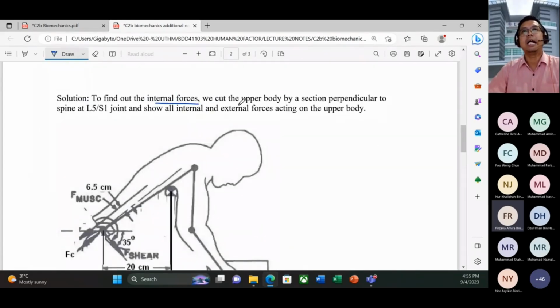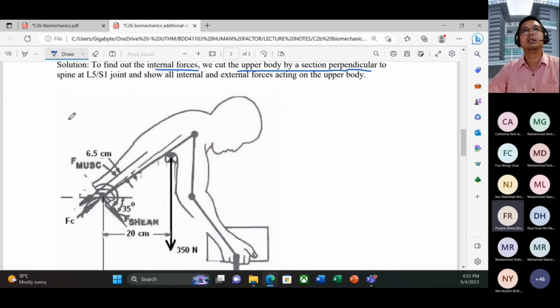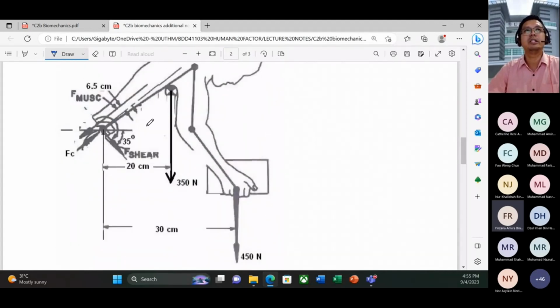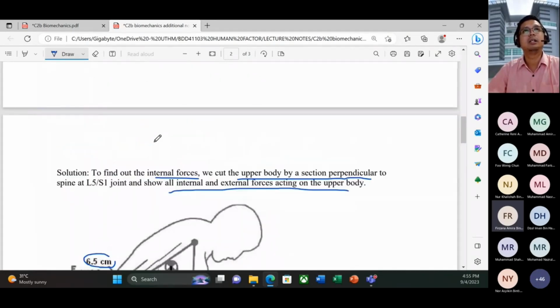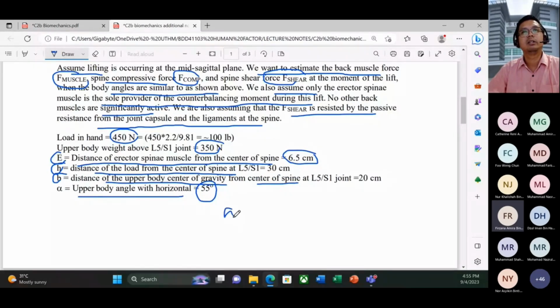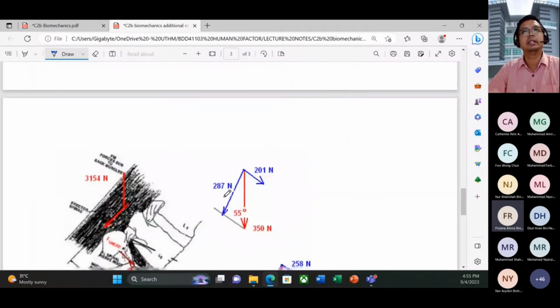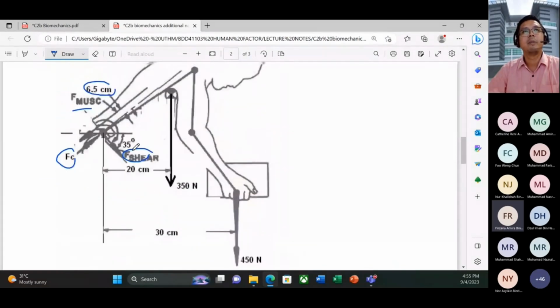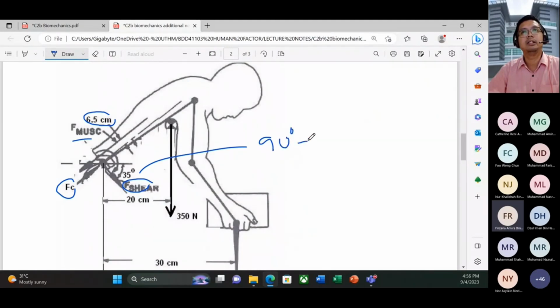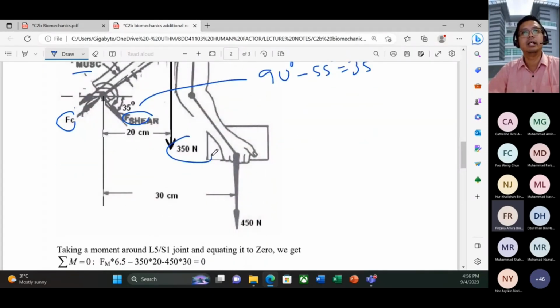Solution: to find the internal force, we cut the upper body by a section perpendicular to the spine and show all the internal and external forces acting on the upper body. So cut up here, as I mentioned earlier. This is the 6.5 cm distance, the muscle force, compression force, and shear force. This is alpha, 55 degrees, from the horizontal. Why do we get 35 here? 90 degrees minus 55 degrees, so we also have the 35 degree. Given to you are 350 Newton, 450 Newton, 30 cm, 20 cm.